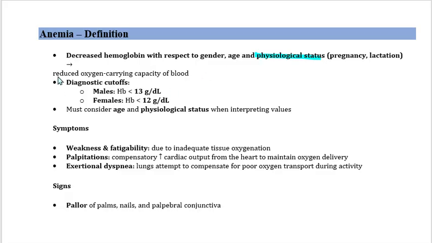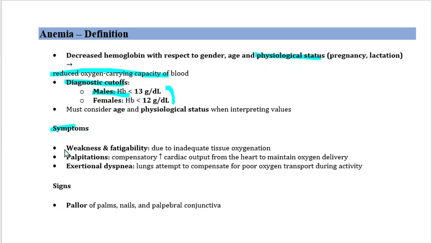as anemia. As the hemoglobin decreases, the oxygen carrying capacity of the blood also decreases, which produces signs and symptoms with which the patient is going to present. Diagnostic cutoff values are in males less than 13 gram per deciliter and in females 12 gram per deciliter. If less than that, we will label it as anemia. We have to consider the age, gender, and physiological status when interpreting the values.